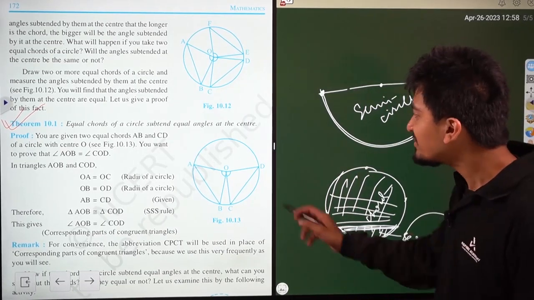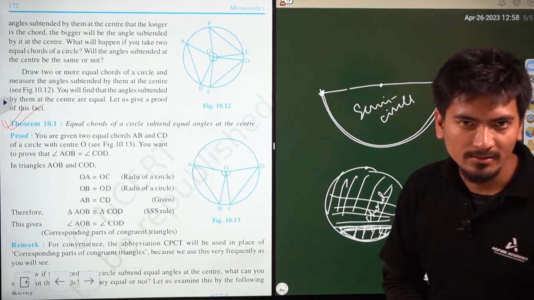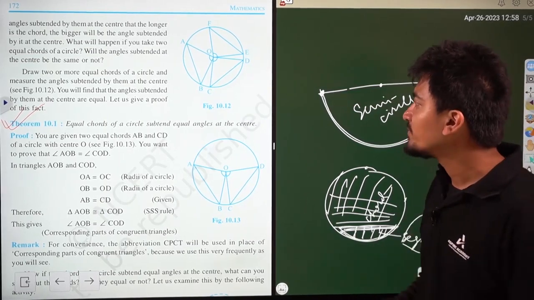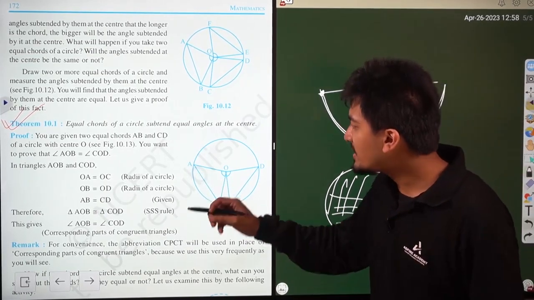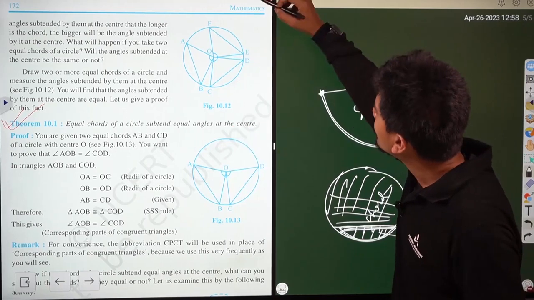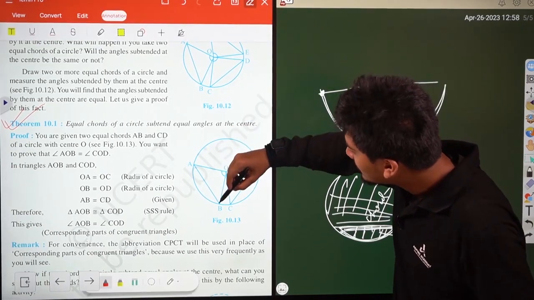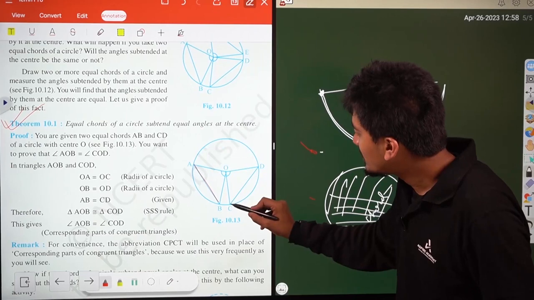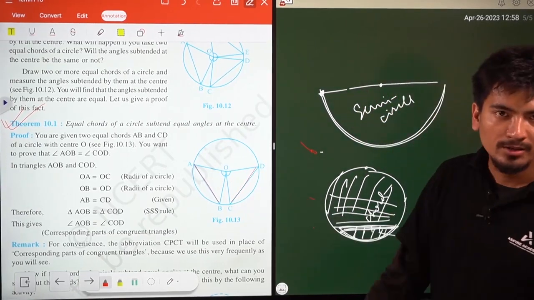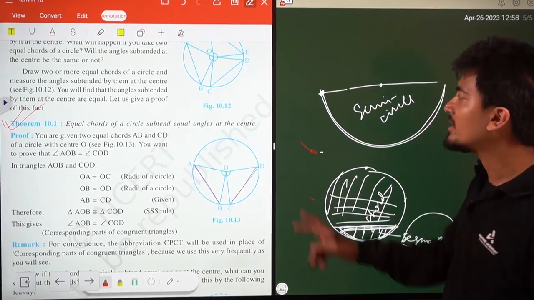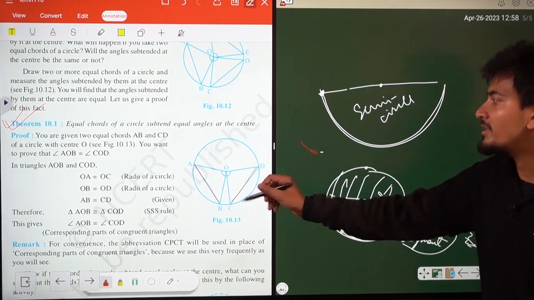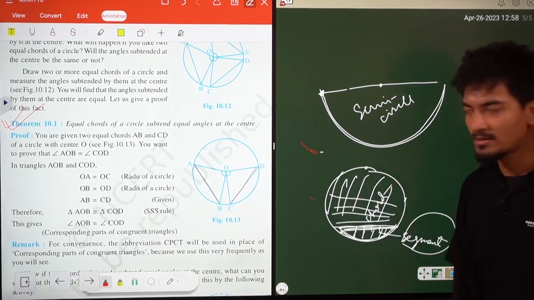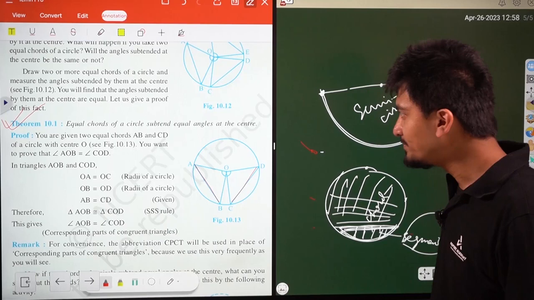Now see here. There is one circle. Now there are 2 given chords. Say this AB is a chord, and CD is a chord. These are 2 chords of a circle with center O. This O is the center of the circle.